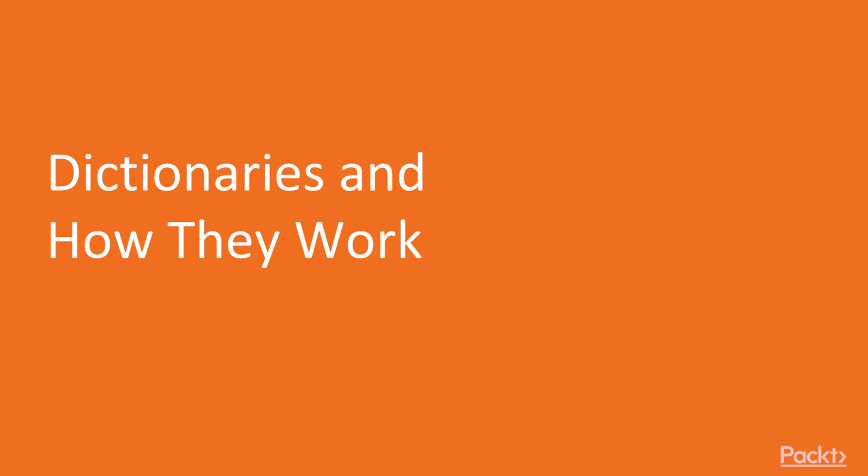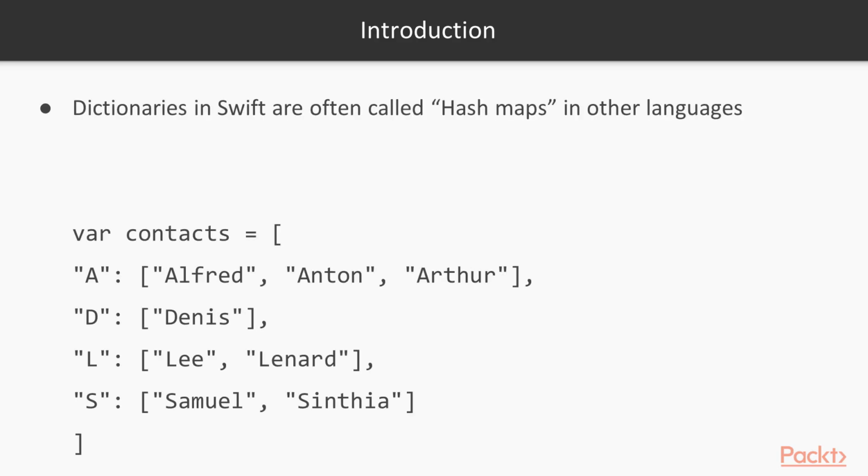Dictionaries and how they work. Dictionaries in Swift are often called hash maps in other programming languages. They are basically a storage in form of a key and a value. Access to such elements in a dictionary is very, very fast, and that's why they are used a lot. But I would say, let's get started.